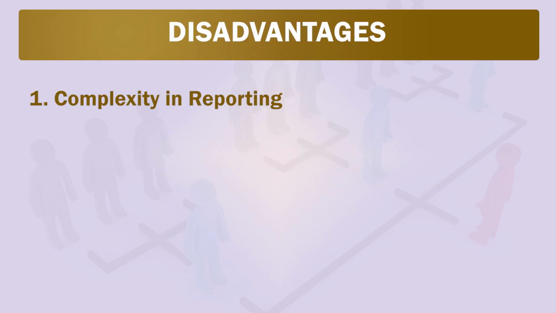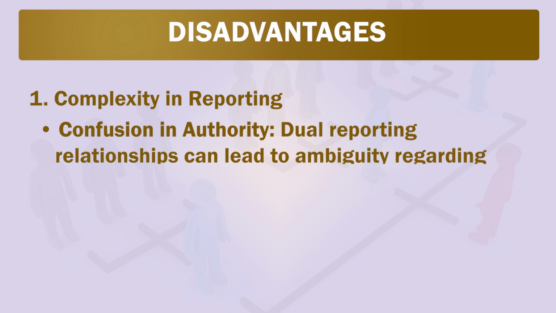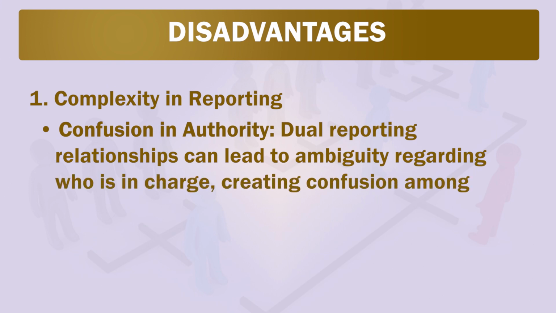First is complexity in reporting. So, confusion in the authority may occur because there is a dual reporting system, okay, and it can lead to ambiguity regarding who is in charge. I mean, I may get confused whether I should go to X boss or Y boss, and both are giving me tasks, okay. So, it creates confusion among the employees.